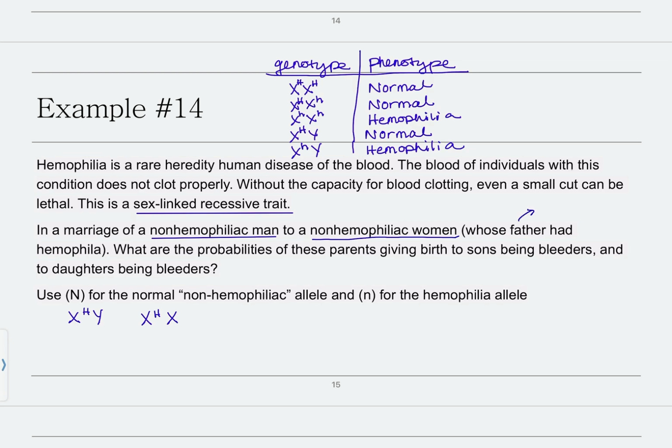So her father's genotype would be this, because that is the male genotype if you have hemophilia. Because she's a daughter, he could have only given her his X chromosome. He could not have given her the Y chromosome, or else it would be a son. So he had to give her a recessive allele. So now we have the genotypes for the parents. And this is a monohybrid cross, and they want to know what is the probability of giving birth to sons that are bleeders, as well as to daughters that are bleeders. Okay, so let's just set it up, see what we get.